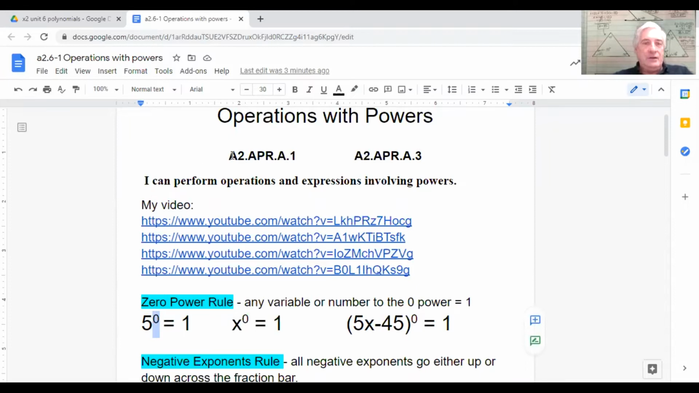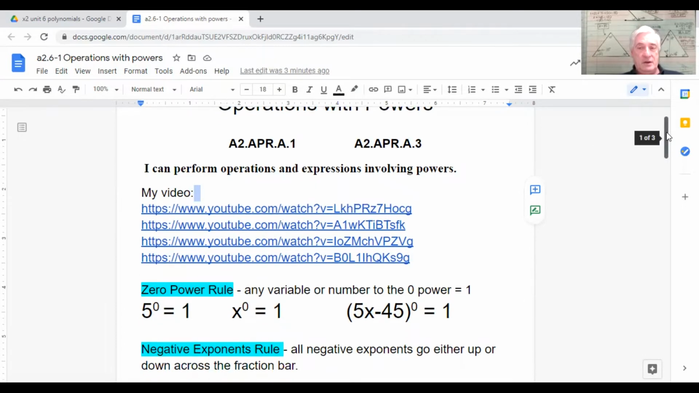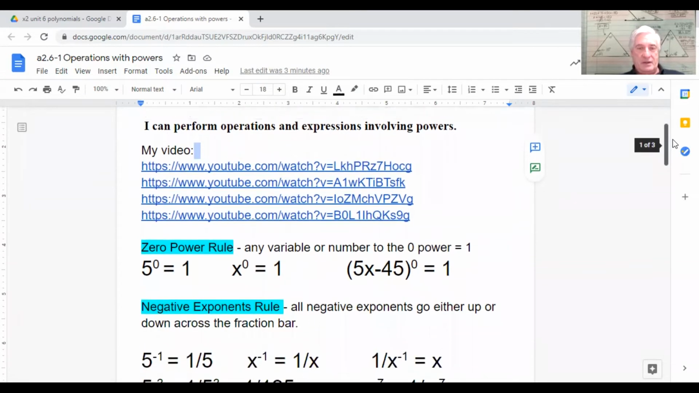This is A2.APR.A.1, and it's A2.APR.A.3. And if we were in Algebra 1, it would be the same letters with an A1 instead of an A2. It says I can perform operations and expressions involving powers. My video goes here. Today I've given you 4. One of those will show a little bit in class. If you don't get anything from my video, please get the other videos and learn about powers.